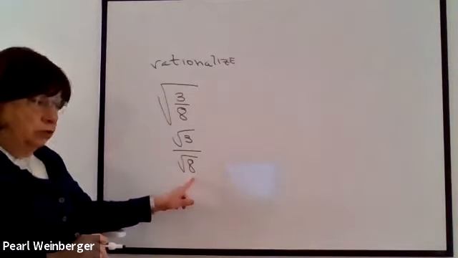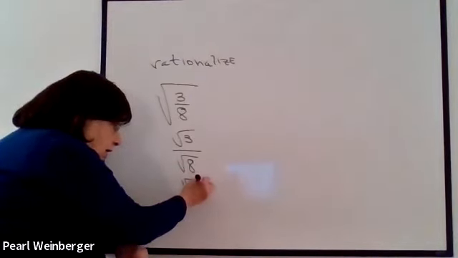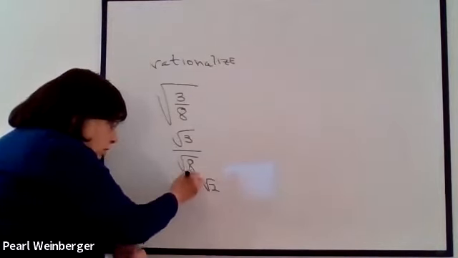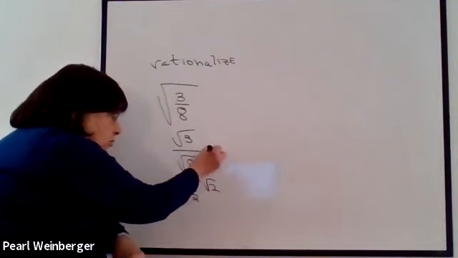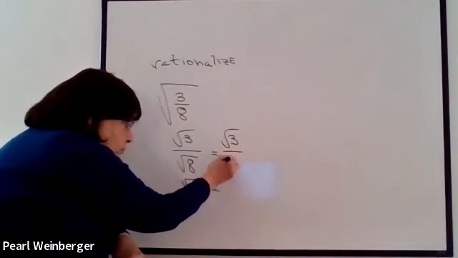Now, I know the square root of 8 could be broken down. 8 is 4 times 2. So this becomes a 2. So I could write this as radical 3 over 2 radical 2.